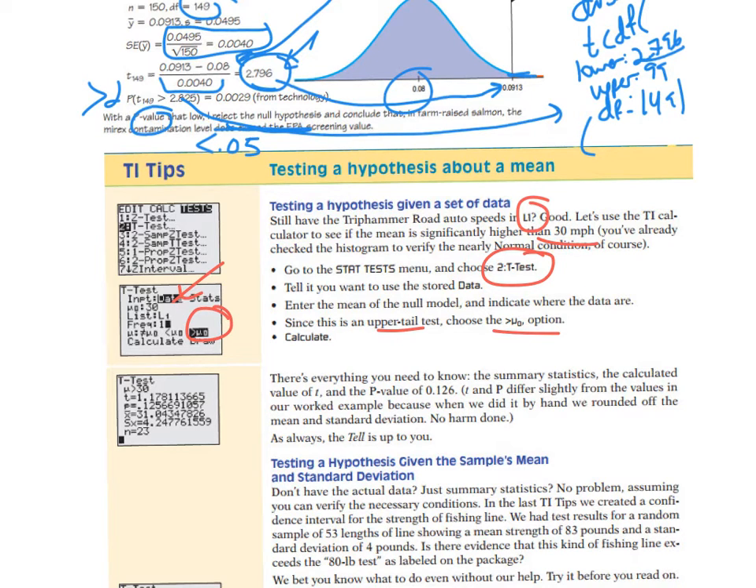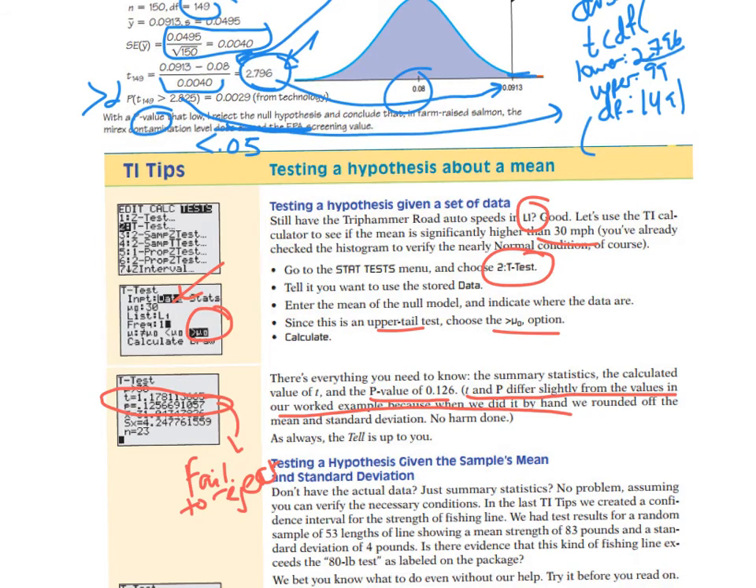Once you hit enter, you should get all of your information. The nice thing is including your p-value, so including your probability. Notice that this is 0.126. It also says T and P differ slightly from the values we worked out in our examples, because when we did it by hand, we rounded. So notice in both of these cases, remember we don't say reject, we say fail to reject, which means our null hypothesis was probably true, okay? So that's why you have to be careful.